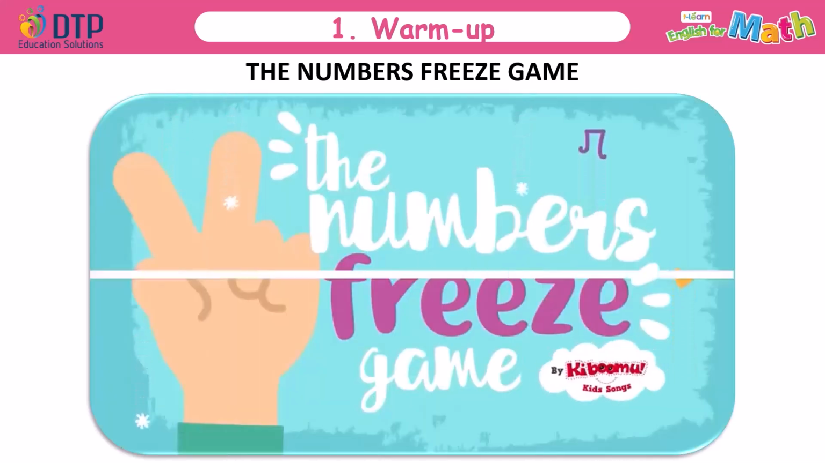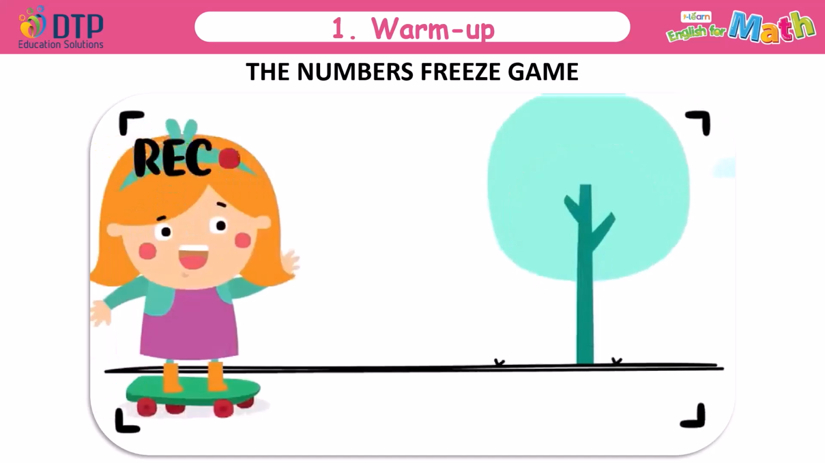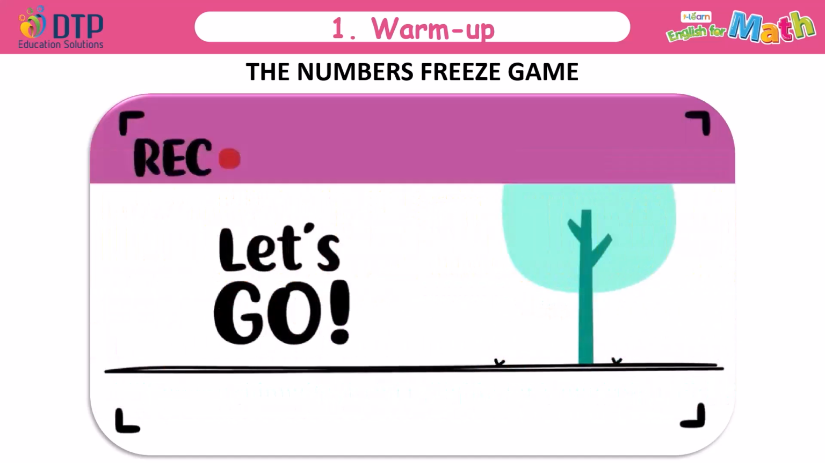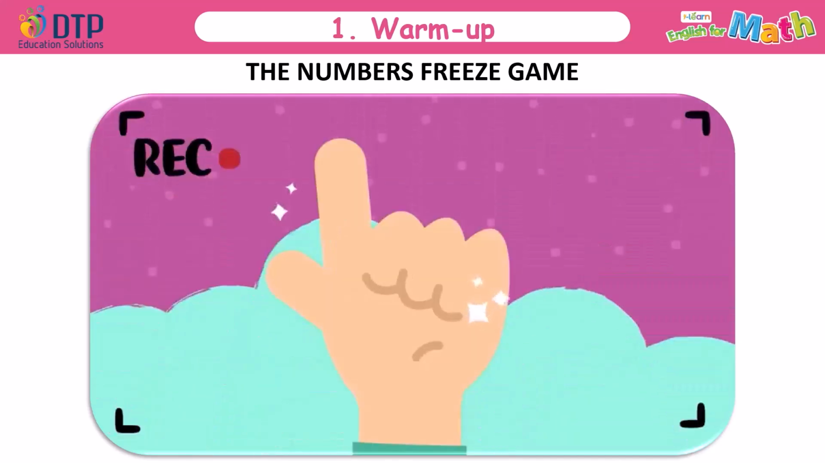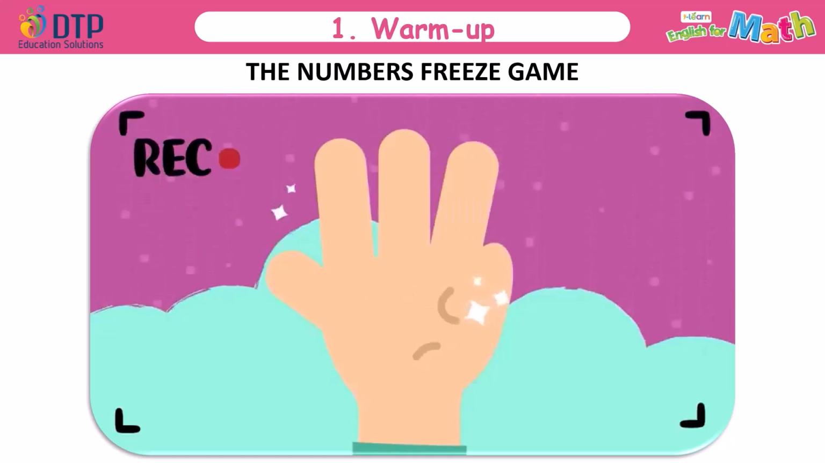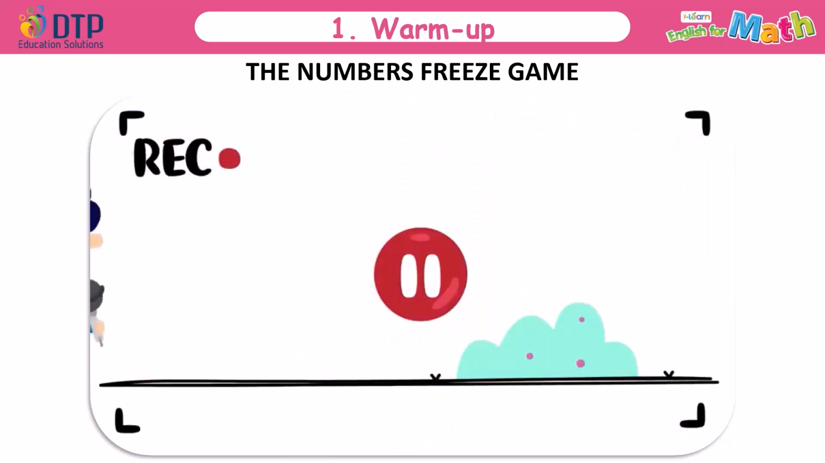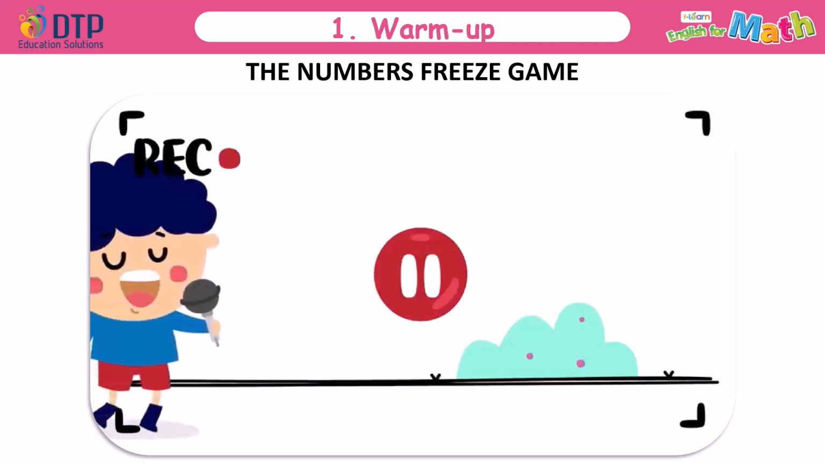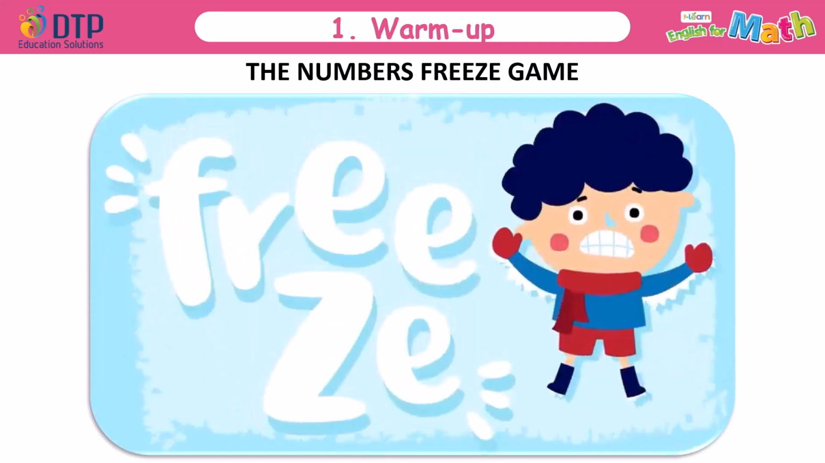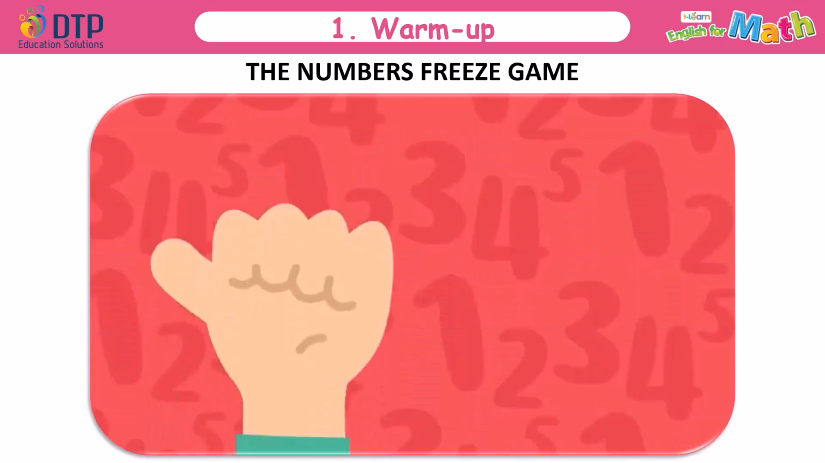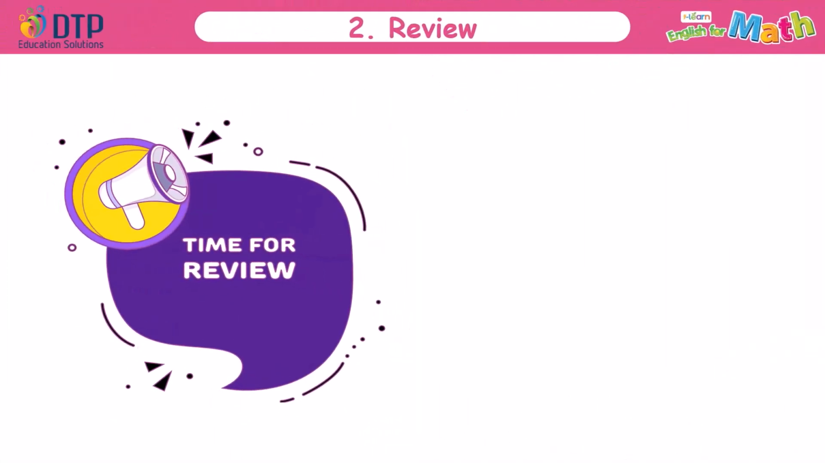Remember to sing and dance with your students to engage them and create a positive atmosphere for the rest of the class. Remember, feel free to use your own warm-up activity if you think it suits your students better. This part should take around 2 to 3 minutes. Next, we will spend 10 minutes reviewing the target vocabulary and structures.